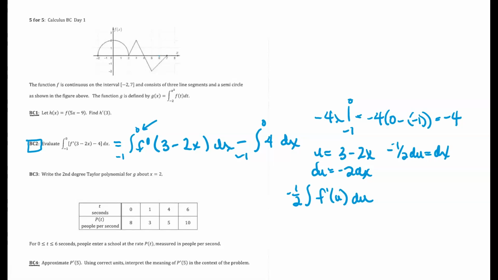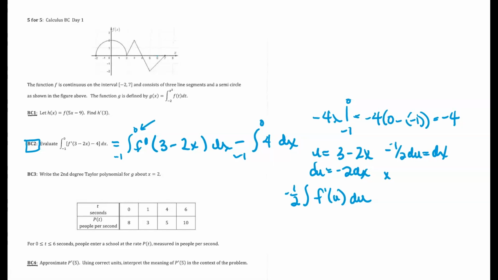And we talked in class on how you could handle this two ways. You can integrate it, get f of u, put the 3 minus 2x in, and then evaluate it from -1 to 0. The other thing you can do is take x equals -1 and say u then is 3 minus a -2, and get 5. And then when x is 0, you get u to be 3. So I think that's what I'm going to do. I'm going to put 5 to 3.